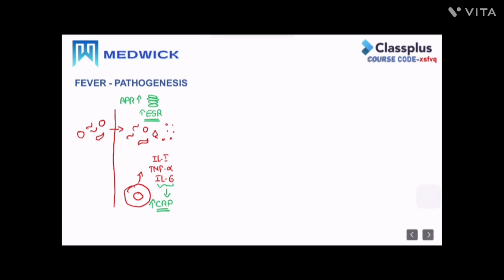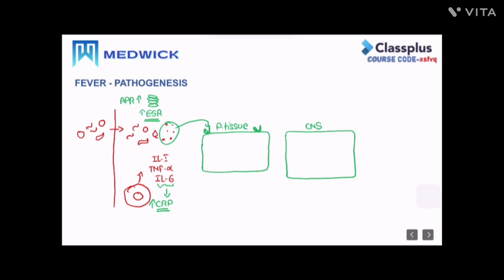And the toxins and the cytokines, they will act at both the peripheral tissue level and also the central nervous system level. These toxins and interleukins will increase the expression of an enzyme called cyclooxygenase 2, and it will lead to increased production of prostaglandin E2. The same happens in the CNS also. Now, this prostaglandin E2 is very important in the pathogenesis of fever.